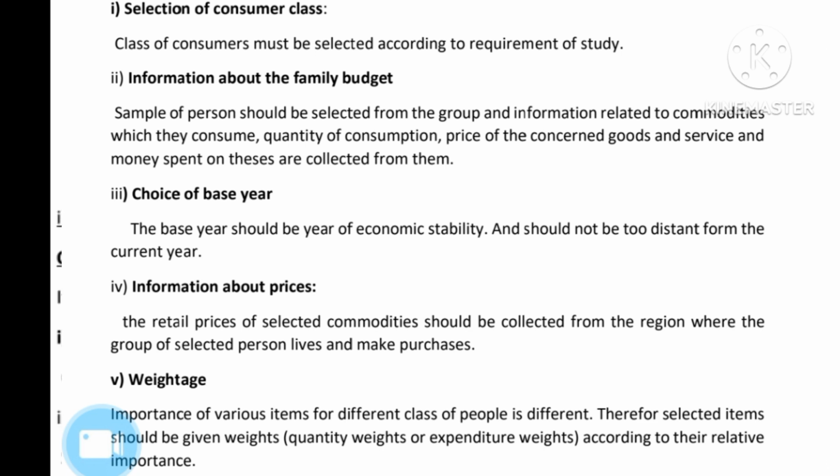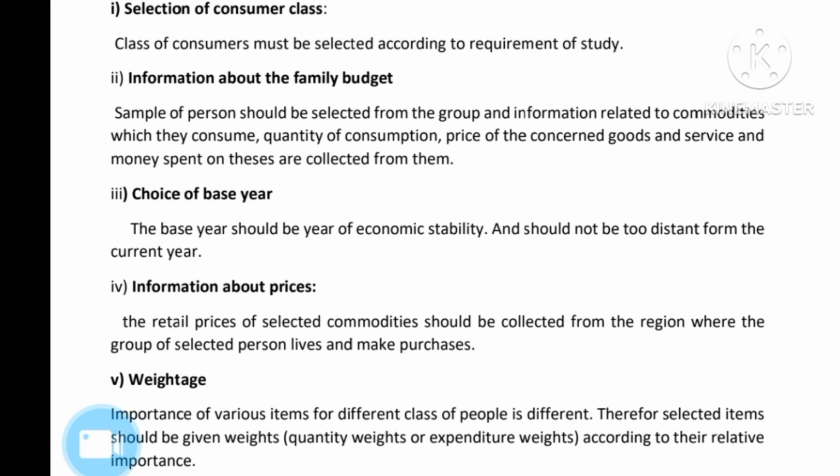Next, choice of base year. You select a proper base year. The year should be economically stable. A year in which there was high inflation or high deflation cannot be taken as a base year. That is why, while selecting a base year, that is a previous year, it should be stable. Next is information about the prices. The retail prices of selected commodities should be collected from the region where the group of selected persons lives and makes purchases. For example, a middle class person lives in a rural area. You can't collect the prices of the quantities from the mall because the prices vary. So from where he purchases the material, from the same place the information should be collected.